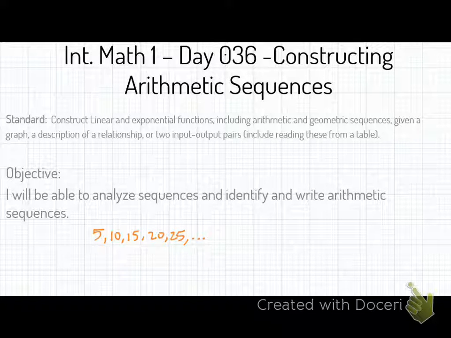Or here's another one. Let's say the 30th number is 150. What's the 32nd number? 160, right? Okay? Good. So that's what we're doing today. We're going to write an explicit formula and a recursive formula on these numbers.